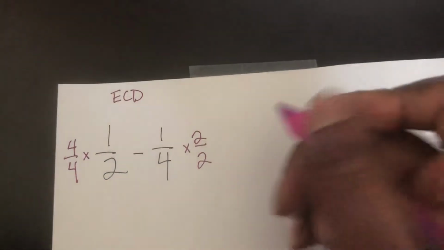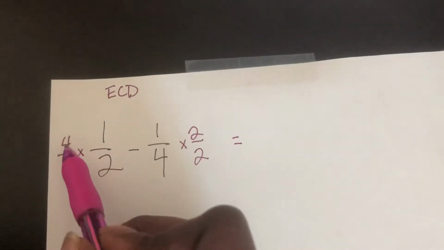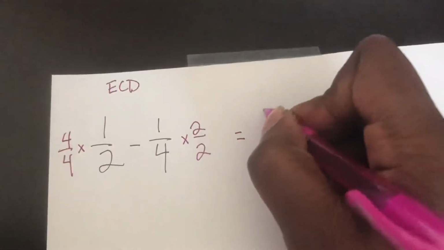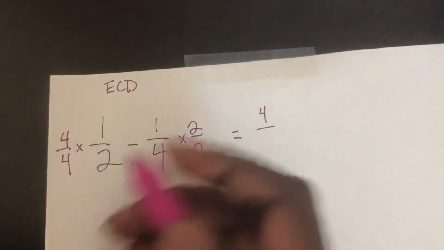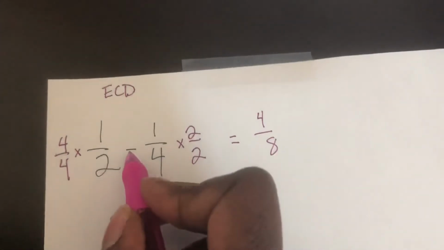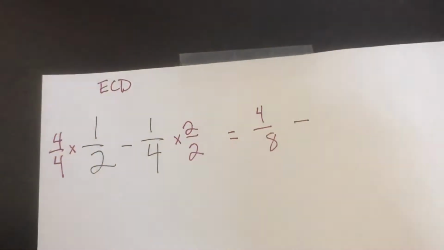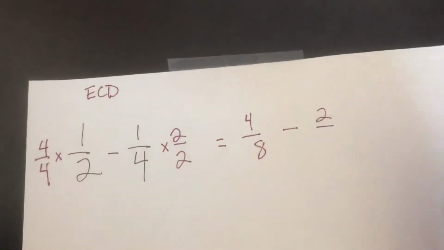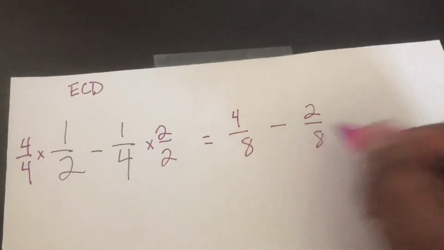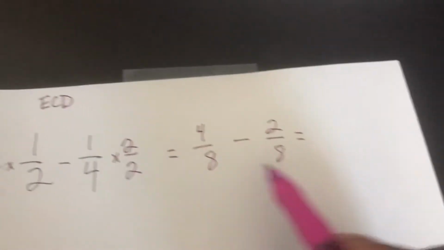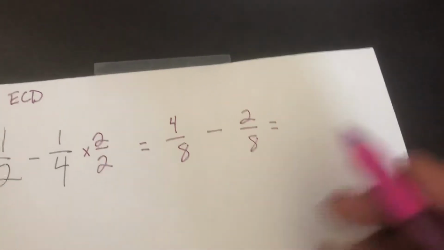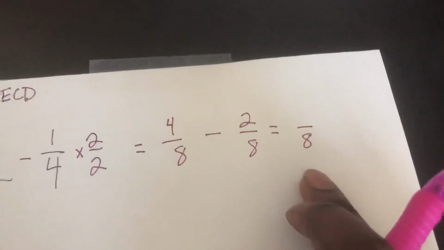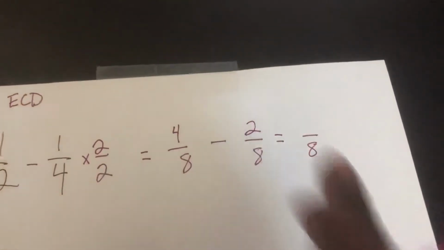Okay, once that happens, we're just going to multiply these straight across. So 4 times 1 equals 4. 4 times 2 equals 8. All right, we're going to drag our minus sign over here, minus, and now we're going to do this one. So 1 times 2 is just 2, and then 4 times 2 is just 8. Now that they have the same denominator, we are now able to subtract. So you know your denominator is going to stay 8. And then after that, just 4 minus 2.